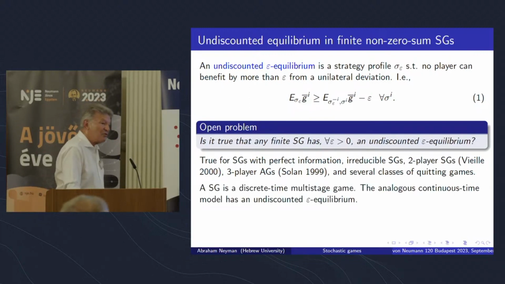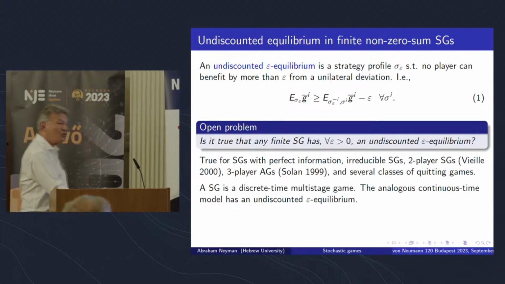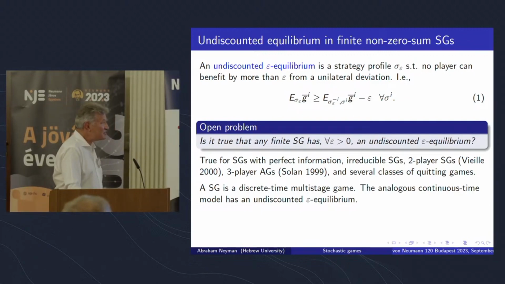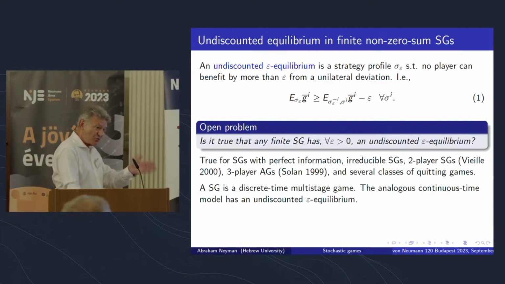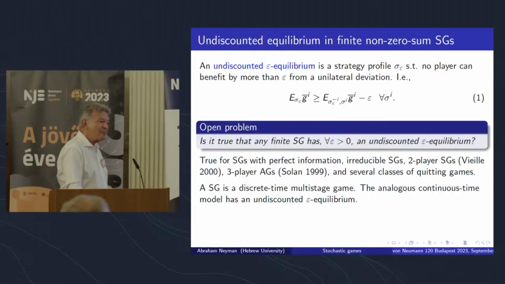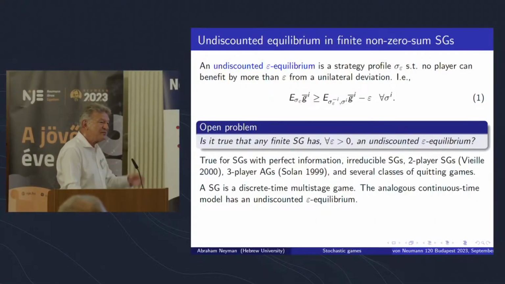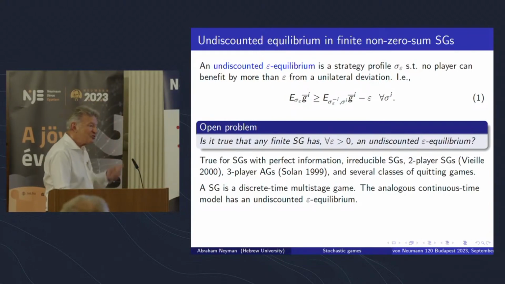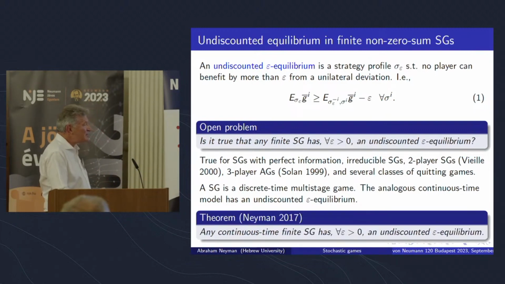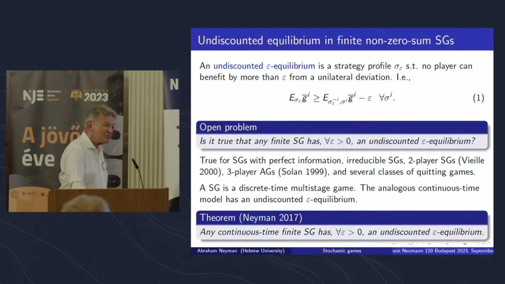And now a comment relating a little to soccer. A stochastic game is a discrete time multi-stage game. So we have stages 1 and so on. The analogous continuous time version of a stochastic game also has an undiscounted equilibrium. A priori, it looks like a more complicated model, but some new features evolve in continuous time that let you prove this theorem. And this is a result of mine, that any continuous time finite stochastic game has for every epsilon an undiscounted epsilon equilibrium.